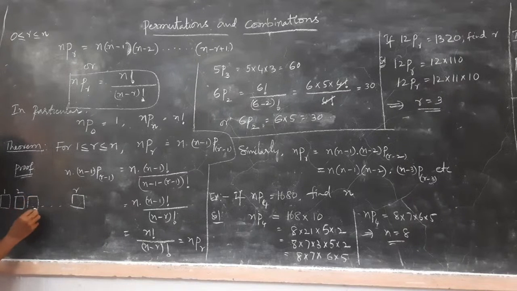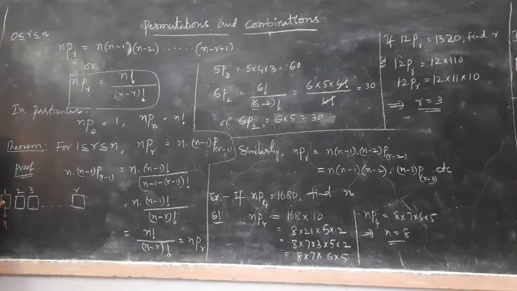Okay, using n dissimilar things, I take r blank places like this. So the first blank place can be filled how many ways? N ways. I can fill this first blank place with any one of the n dissimilar things. That means it can be filled in n ways.